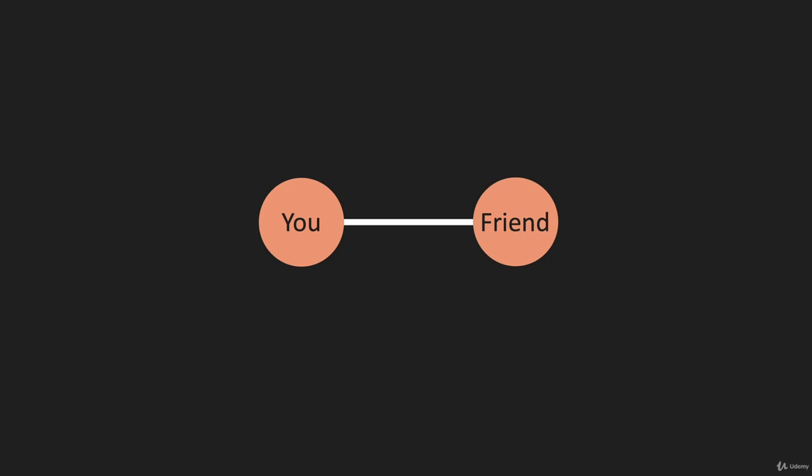So now let's change this. Instead of you and a friend, let's say it's you and a celebrity on, say, Twitter or Instagram. This is a one-way relationship. On those platforms, you can follow someone without them following you back. In fact, in this situation, it is most likely that they are not following you back. So that is a one-way relationship.